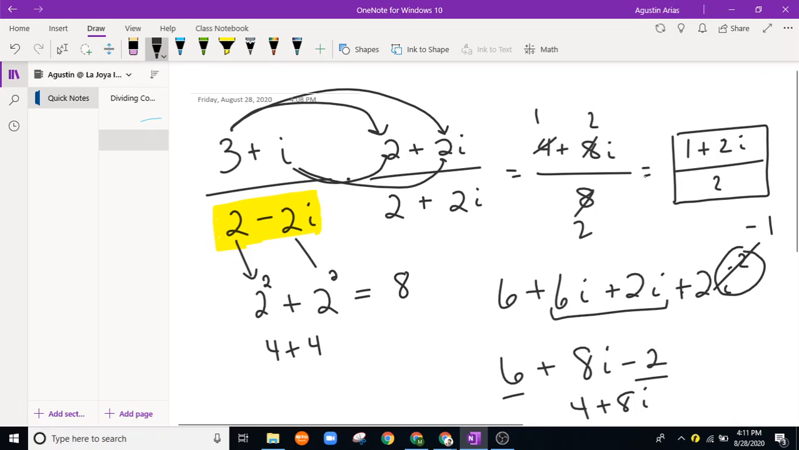All right, and that is dividing complex numbers. And again, you have to use conjugates. This is the conjugate, right? The conjugate.